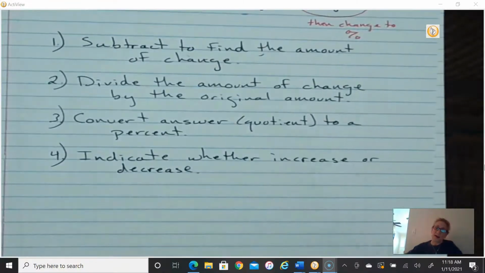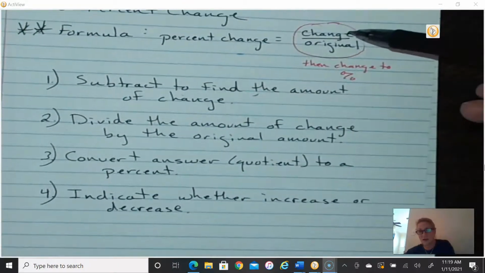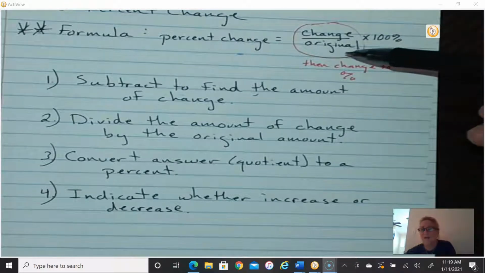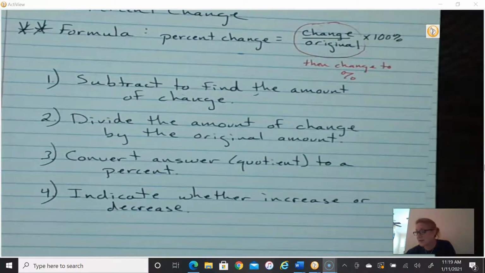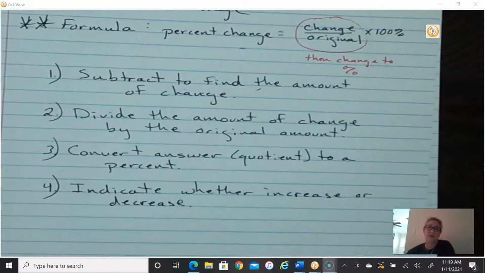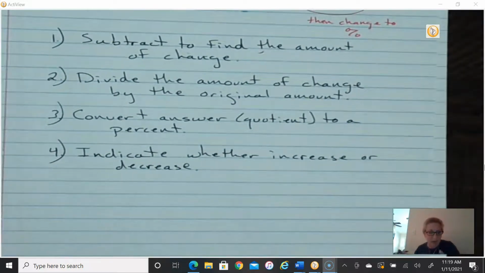Guys, if you go from $5 to $10, is that an increase or decrease? It's an increase. If you go from $30 to $2, did you increase or decrease? You decreased, okay? So that's common sense. Nothing hard about that. The biggest issue you're going to have is knowing what's the change, knowing what's the original, because they may try to trick you on that, and then the dividing, and then remembering to change to percent. That's it.